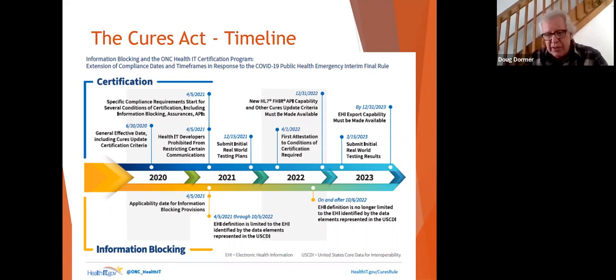Well, here's the answer. The definition is no longer limited to just those items. So now they're saying when we think about FHIR applicability, when we think about health information exchange, we are thinking about it in the entire universe of related information that might be included, not just that represented by US CDI, but going beyond that.